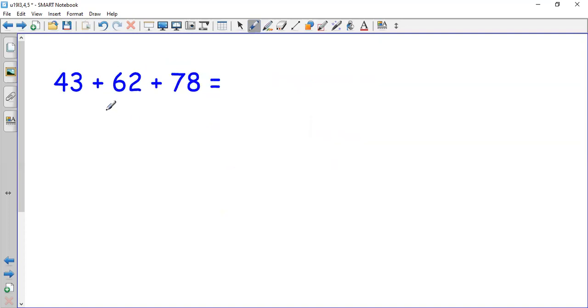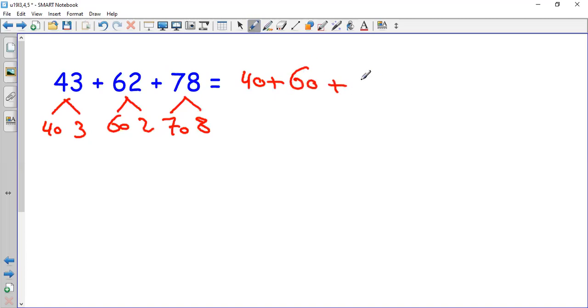What about adding three two-digit numbers? The main strategy is the same. I will partition all these numbers: 43 as 40 and 3, 62 as 60 and 2, 78 as 70 and 8. Now I will take these tens and put them together: 40 plus 60 plus 70. And I will put the ones together: 3 plus 2 plus 8.